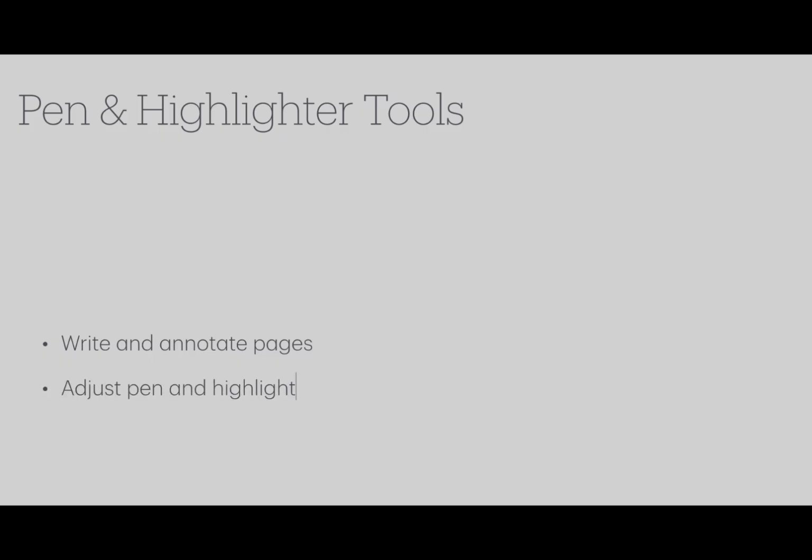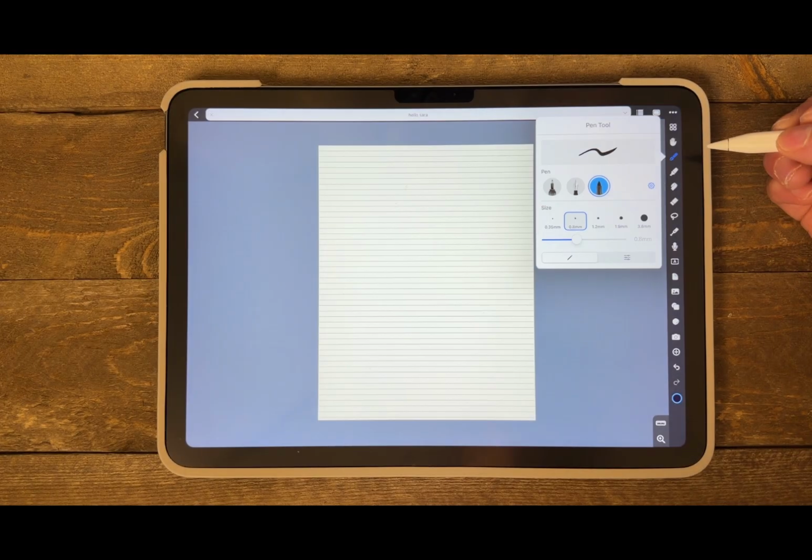In this lesson, we're diving into the pen and highlighter tools, which are essential for writing, annotating, and decorating your digital notebooks. By the end of this lesson, you'll know how to adjust each tool to match your style and planning needs. Let's get started. Let's start with the pen tool.